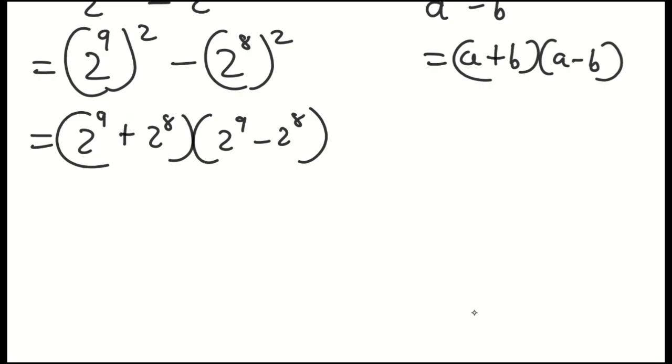So see, in order not to get too confused, you can decide to break it down if you so wish. So you can write 2 raised to the power of 9 as 2 raised to the power of maybe 6 times 2 raised to the power of 3.